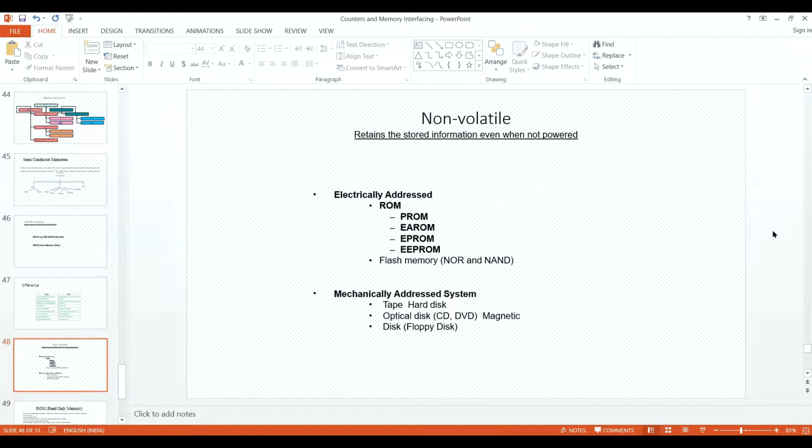Now we are talking about non-volatility and stored information. We know that electrically addressed ROM means it can be electrically erased also. We have programmable read-only memory, masked ROM, EPROM, electrically erasable programmable read-only memory, and flash memory. Mechanical addressed systems can be tape, hard disk, or optical disk such as CD and DVD, which you know very well. Just write in the comment section, how many of you already knew that your CD and DVD are optical disks? When we talk about magnetic disks, we talk about floppy disks, and when we talk about optical disks, it is CD and DVD.